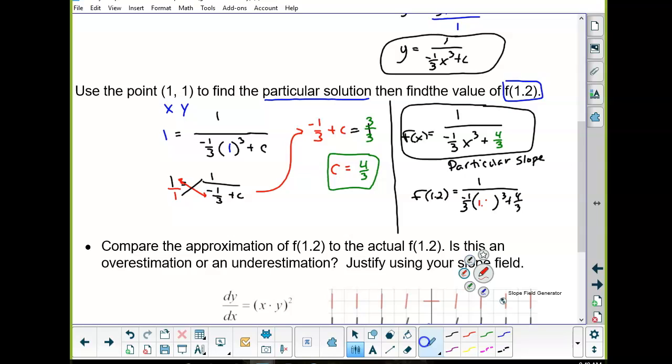So we would just plug in 1.2. This is not super friendly, so at this point I would grab my calculator and just do that. I'll do it really quick here.